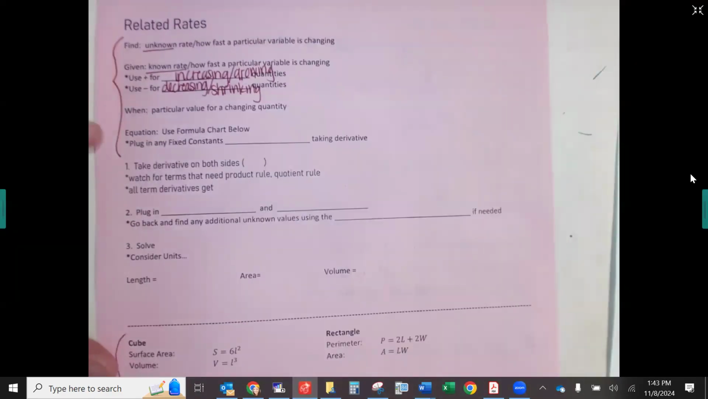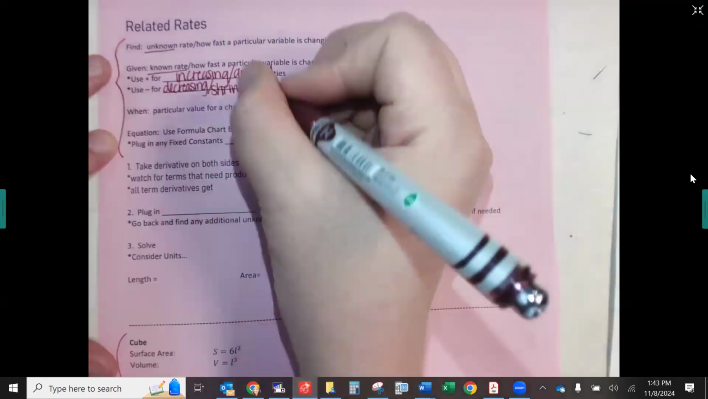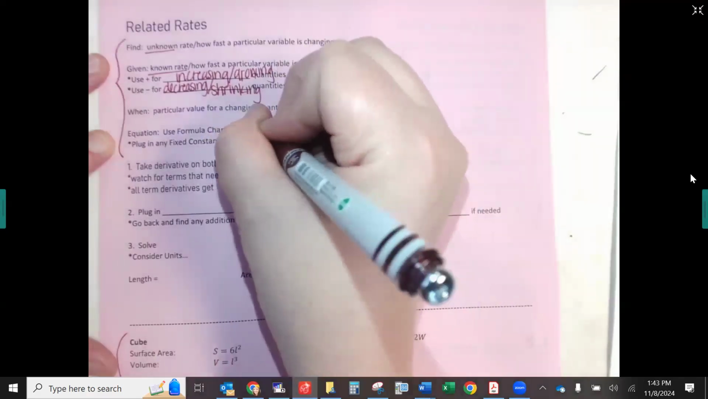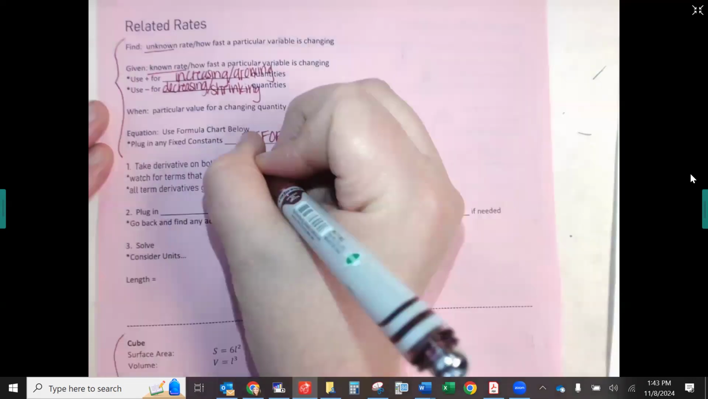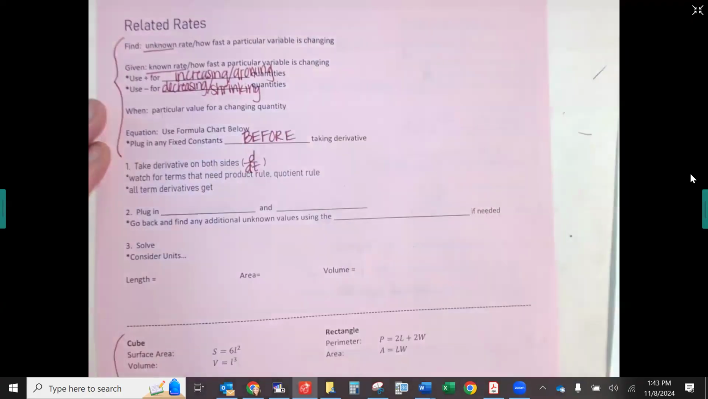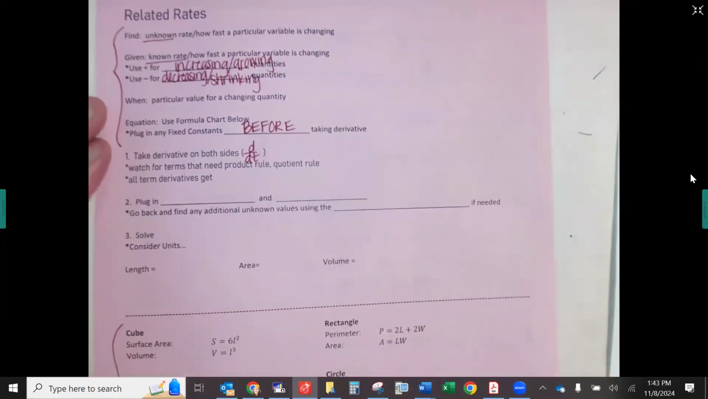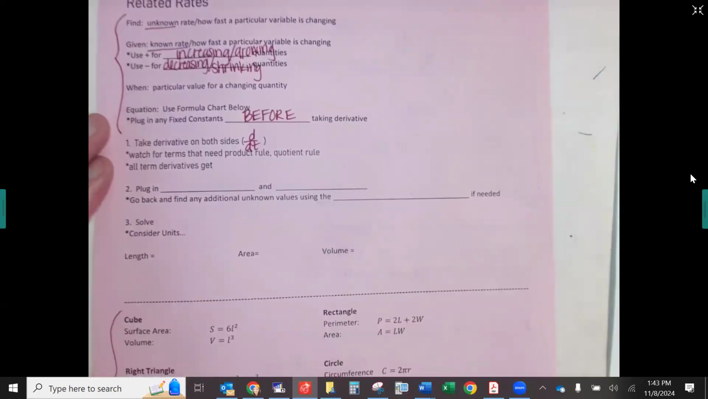Yes. Okay, then before you take the derivative, you are going to plug in any fixed constants to the equation. Okay, what I mean by that is like if you have a ladder that's 25 feet long, you don't need to give that a variable. So if it's something that is a fixed constant, you can plug that in before you take the derivative. When you do take the derivative, this is going to be d/dt. Okay, because these are word problems taken with respect to time.